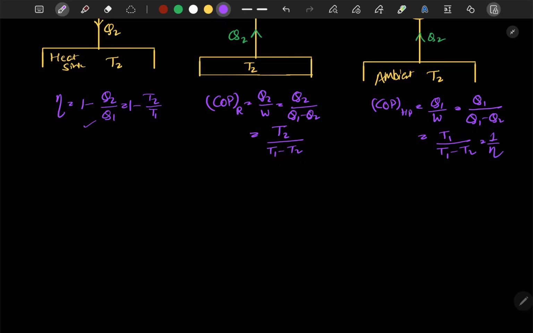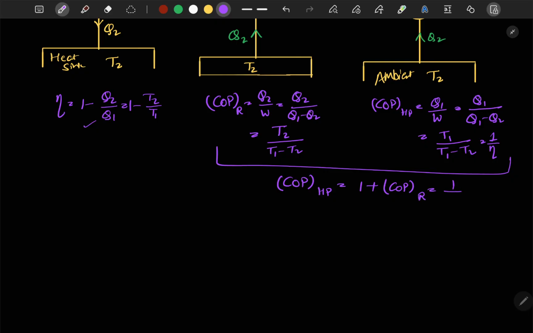I have proven all these points in your thermodynamics lecture. If you want, you can look into the lecture for the second law of thermodynamics, in which I have discussed all these points in detail. Now if we compare the COP of heat pump and COP of refrigerator, you get COP of heat pump is equal to 1 plus COP of refrigerator, which is equal to 1 upon efficiency.